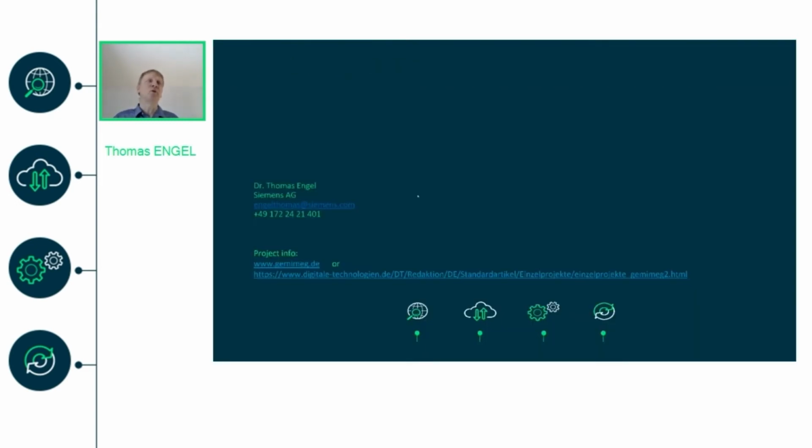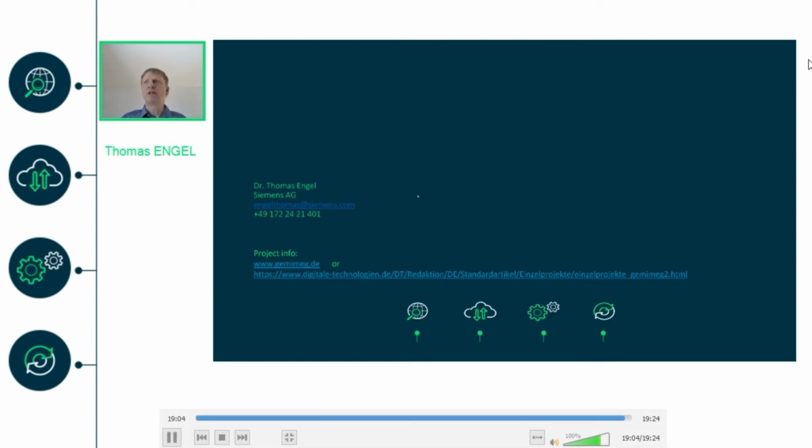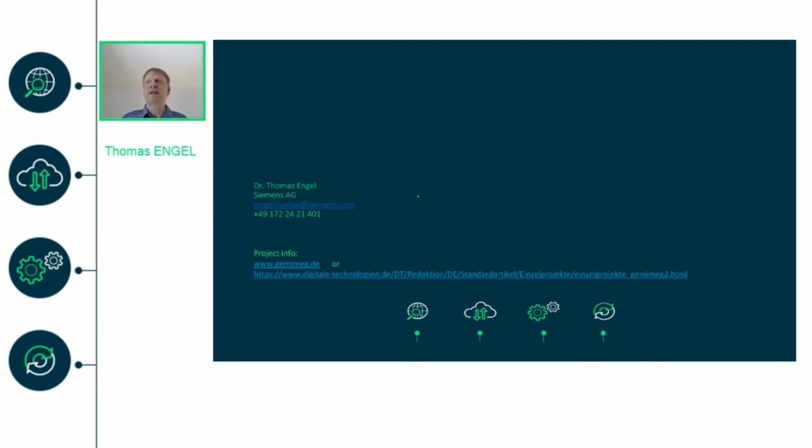And in this respect, if you are interested in the project and want to become an associated partner, please feel free to reach out to me. If you want more detailed info on the project, please check out the website gemimeg.de or the website of the German Ministry of Economic Affairs. For the moment, the homepages are only in German, so if there is some other demand, please come back to me, and then we can talk about how to integrate you into our project.